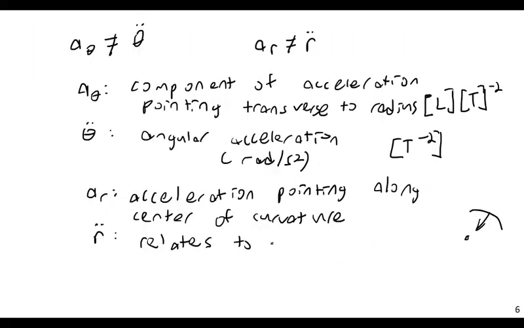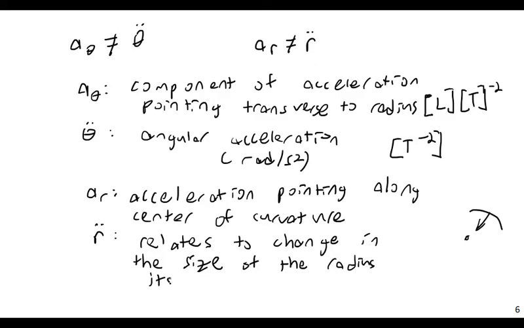R double dot relates to the change in the radius itself, in the size of the radius itself. I've been trying to think of a clear way that distinguishes between these, and that's the best way I can describe it. So that's talking specifically about how fast the object's path radius is changing.